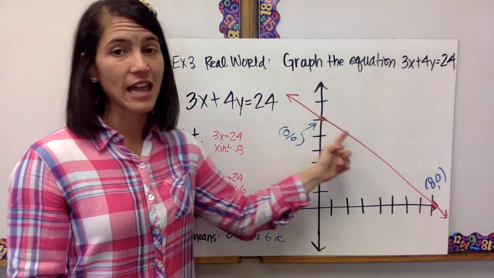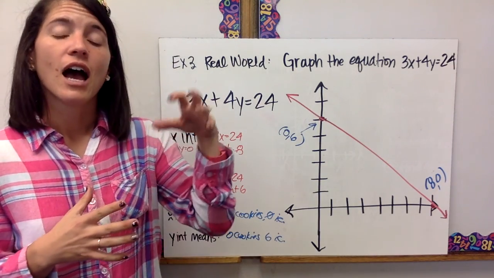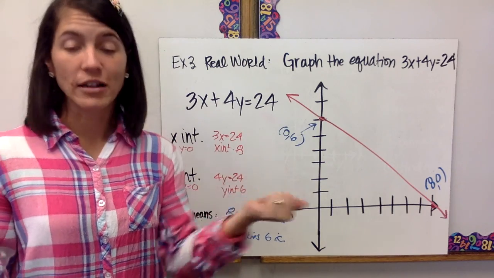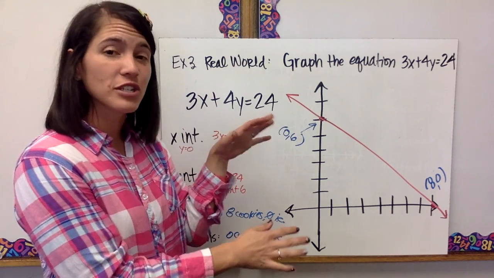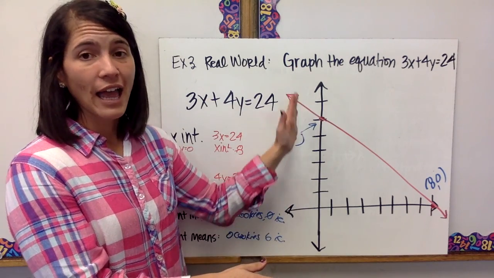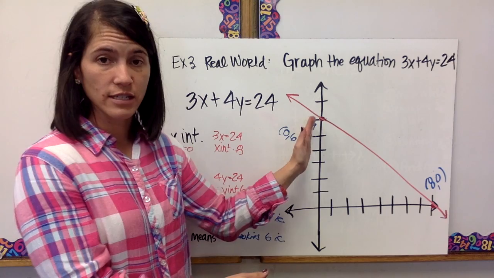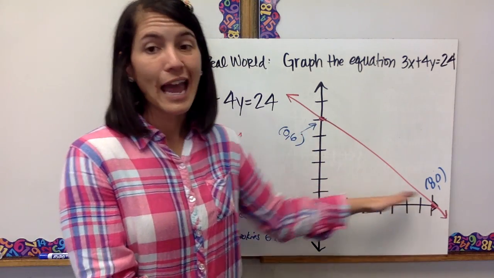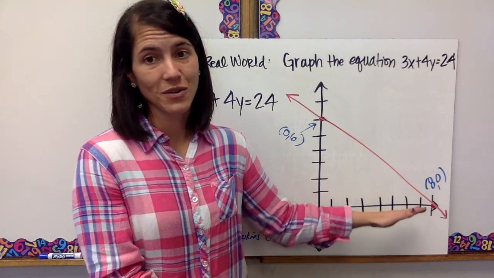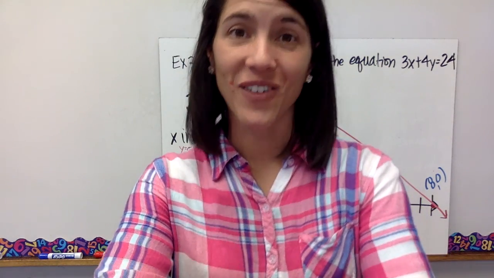And then this line right here means those are all the other combinations he could buy of boxes of cookies and cartons of ice cream. But the intercept specifically means how many, if this is the y, how many cartons of ice cream with 0 boxes of cookies. And the x means how many boxes of cookies with 0 ice cream. All right, we are going to practice finding intercepts and graphing them in class.